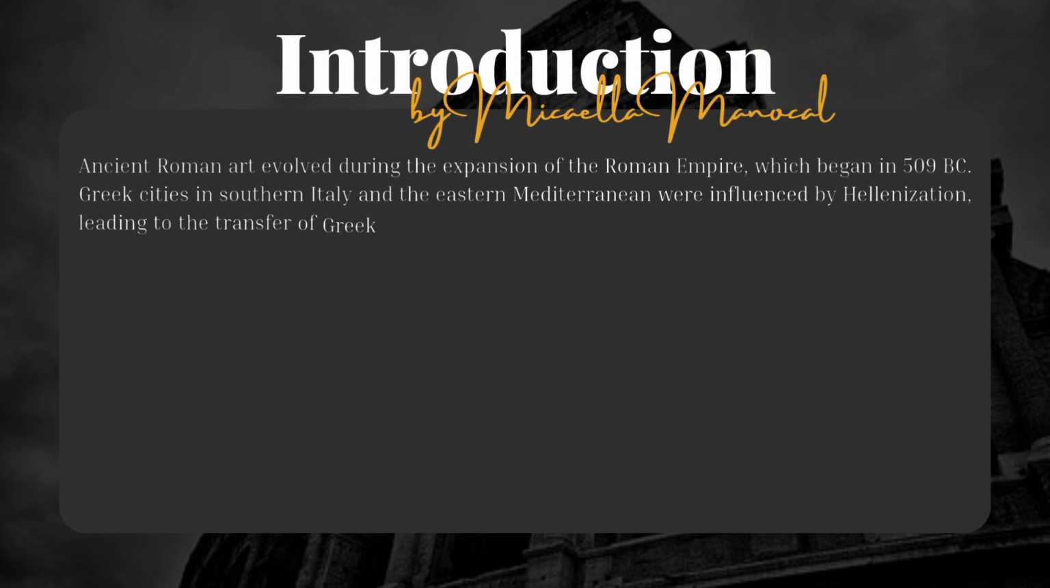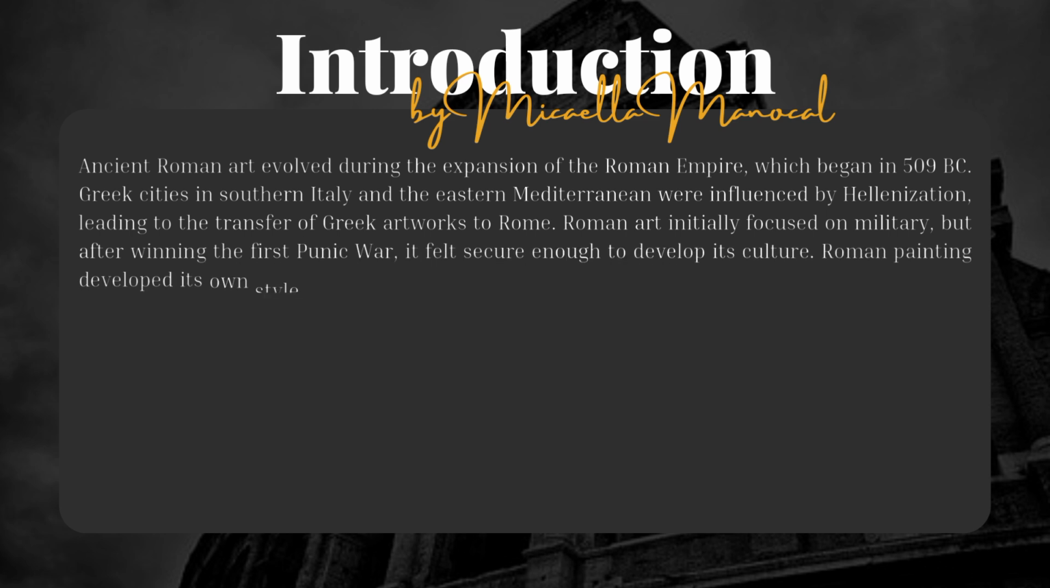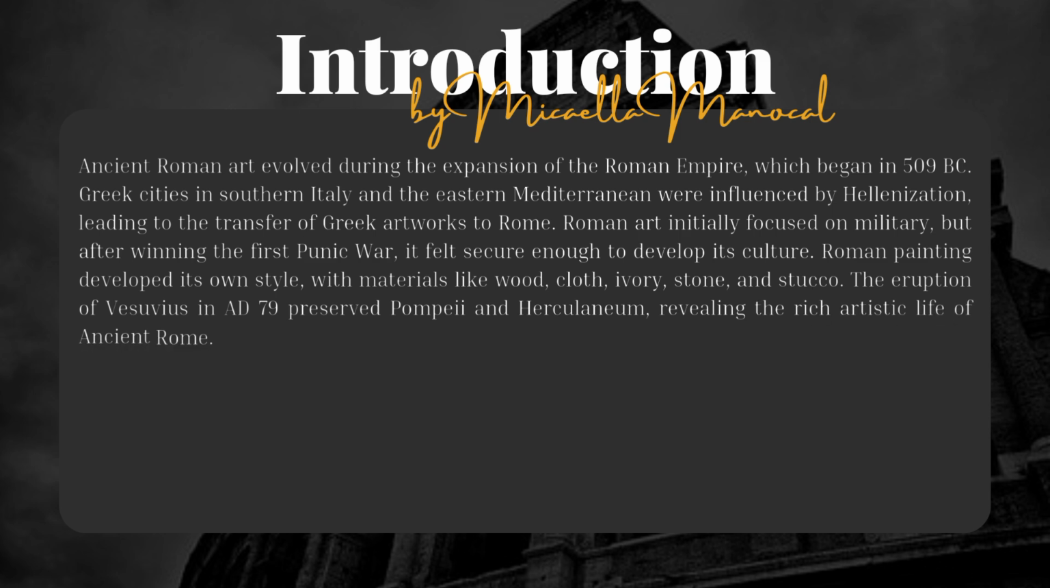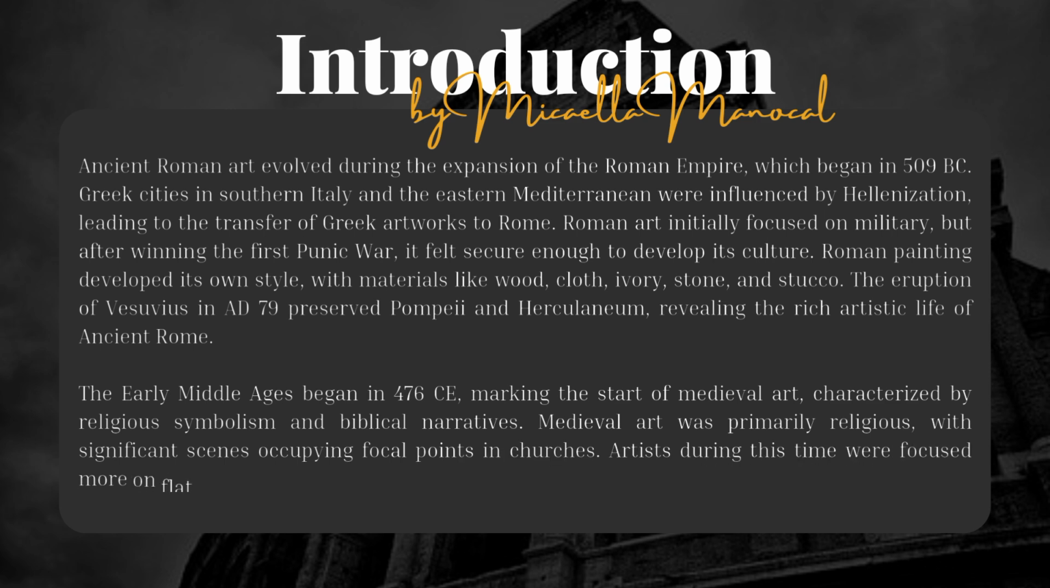Ancient Roman art evolved during the expansion of the Roman Empire, which began in 509 BC. Greek cities in southern Italy and the eastern Mediterranean were influenced by Hellenization. So when we say Hellenization, it is the process through which non-Greek cultures adopted Greek language, art, architecture, and customs, often following Greek conquest or influence. And because of the Hellenization, it led to the transfer of Greek artworks to Rome.